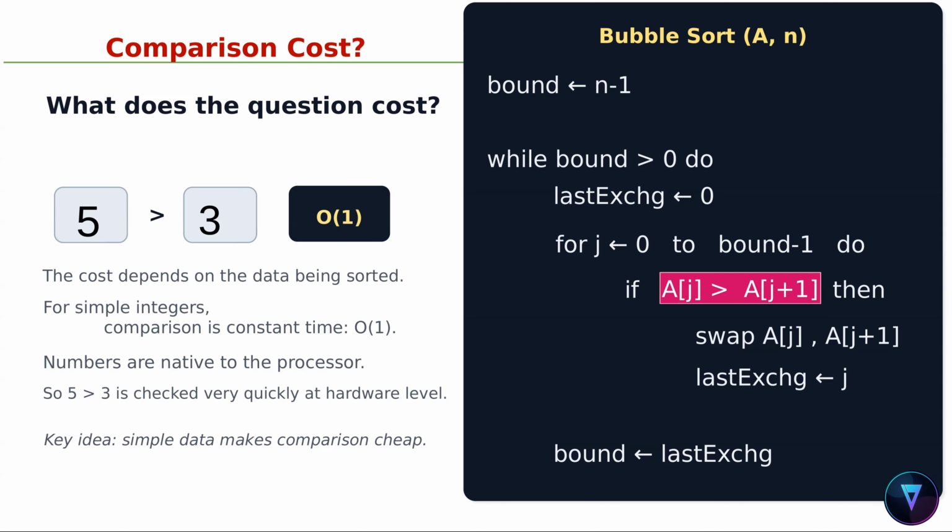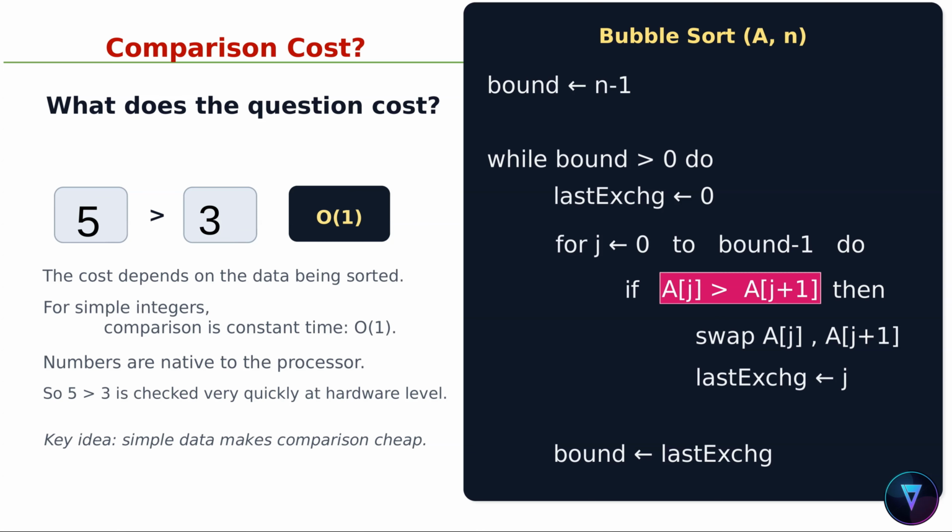Right, because simple numbers are the native language of the processor. Executing a binary check on two integers happens at the hardware level in a fraction of a clock cycle. It's nothing. It barely registers as effort. But the dynamic changes completely when you ask the algorithm to sort complex items.